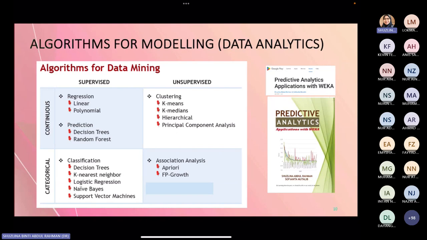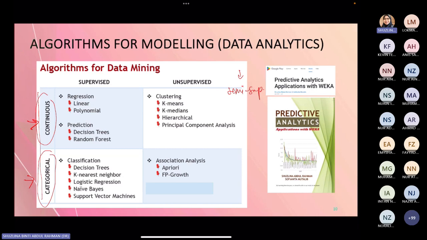When we want to do analytics, we need to make use of algorithms for the modeling. The algorithms for modeling can be categorized into supervised and unsupervised. There's another one called semi-supervised. If you look at this side, I have divided into continuous and categorical. Meaning some of the algorithms fit the continuous data type, some fit the categorical. The next question is, how do we know whether it is supervised or unsupervised, or whether it should be continuous or categorical? The continuous and categorical refers to your outcome. Are you going to have a continuous value of outcome, or a categorical type of outcome?